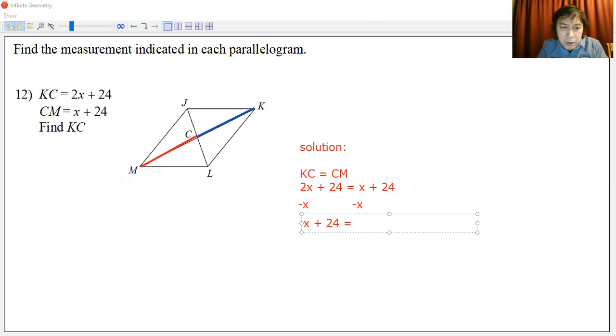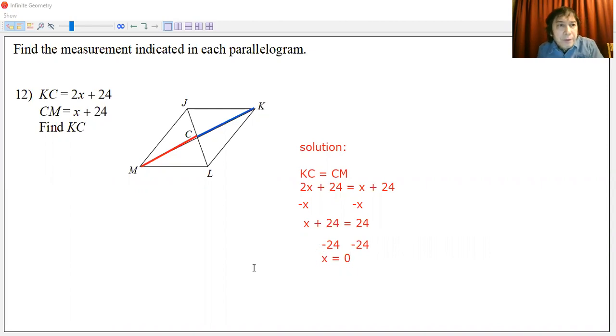And the right side is another 24. This should give us a 0 after subtracting 24 from both sides. So we subtract 24, and we get x equal to 0. There. Our x is 0.